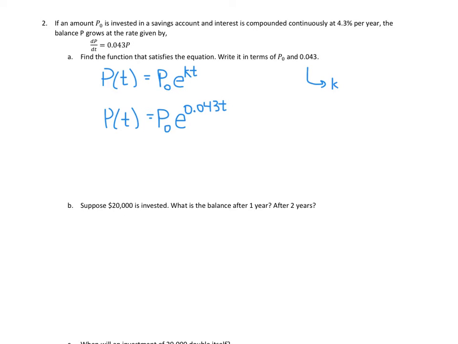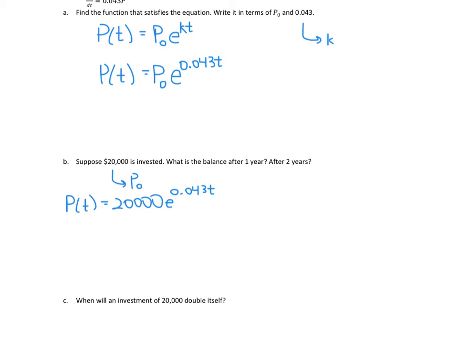For part B, suppose $20,000 is invested. What is the balance after 1 year? And then what is the balance after 2 years? So here, we're supposing that $20,000 is invested, so that is our initial population. We're going to plug that into our equation, so we have P of t equal to 20,000 e to the 0.043t.